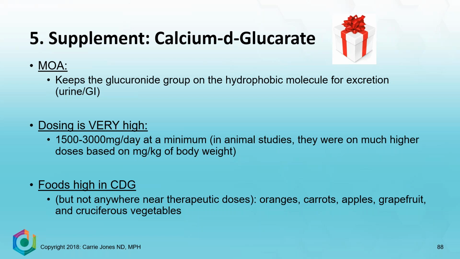Foods high in calcium D-glucarate. Unfortunately, not anywhere near therapeutic doses, and it might be in my resources, but I got this from a study where they fed rats a CDG heavy diet, and in just diet alone, it affected their estrogen levels. And so foods and calcium D-glucarate: oranges, carrots, there's those carrots again, apples, grapefruit, and cruciferous vegetables. So you really can't go wrong eating raw unpeeled carrots, and you really can't go wrong eating cruciferous vegetables. You will help almost all your phases of estrogen detoxification.